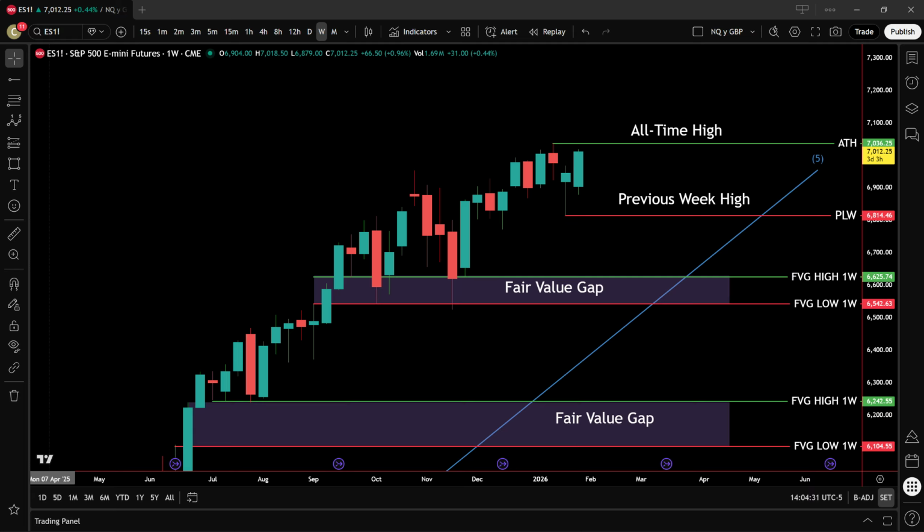However, this is where we must exercise caution. While price has the momentum to reach a new all-time high, ATH, the market has left footprints along the way. We can identify several fair value gaps, FVG, on the weekly timeframe. These are zones of inefficiency where significant order volumes remain unfilled.